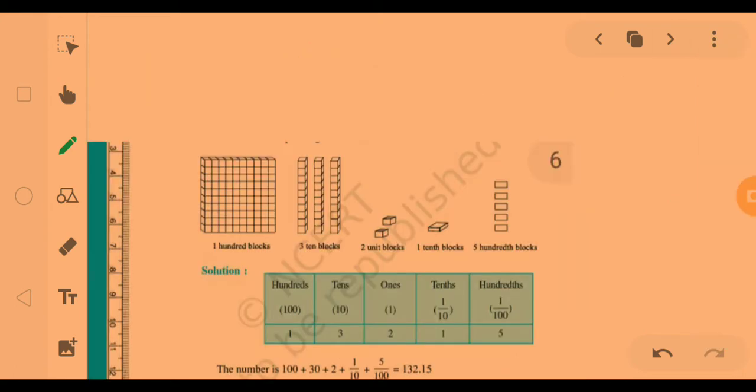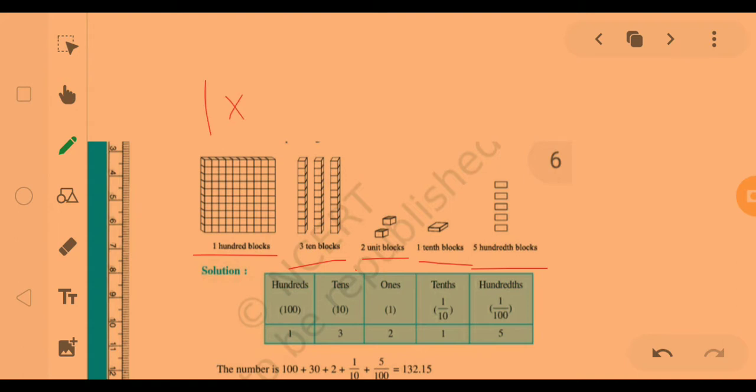Let us see a few more examples of the same. In this figure, you see that a 100 block is there. This is the hundreds block. Then you see tens blocks, then after that, units blocks, tenths blocks and hundredths blocks. So here there is 1 hundreds block.